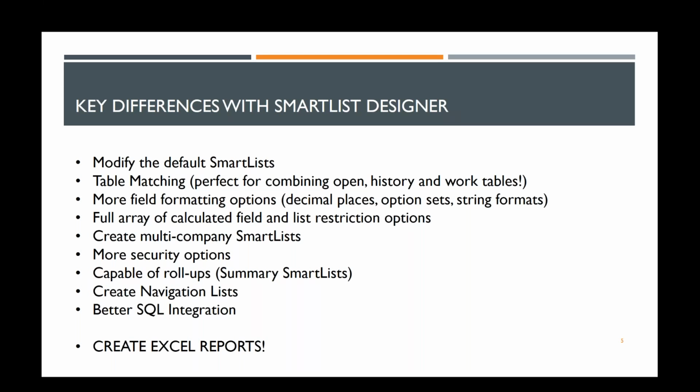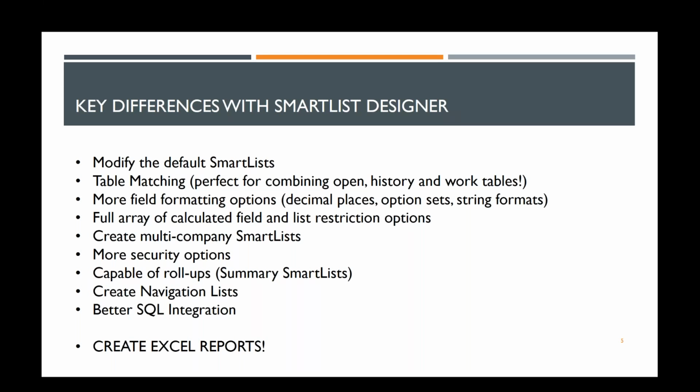Table matching is another really important one. As any experienced GP user will know, in a lot of places like in AR and AP, we have the concept of history, open, and working tables. So your history table is once a document is fully paid and applied. Open table is when it's still unpaid or partially unpaid, and then working tables are unposted. Well, with SmartList and SmartList Designer, there's no way to combine those tables, even though they're exactly the same structure.